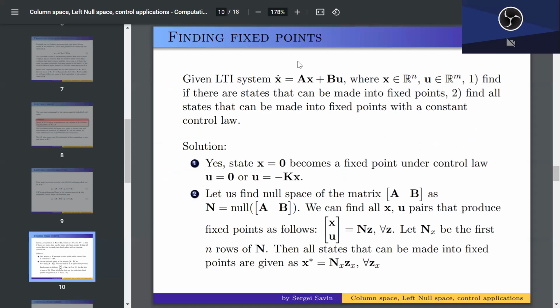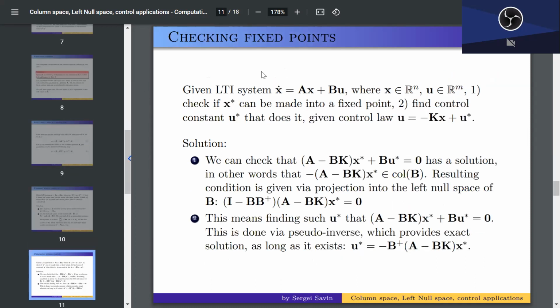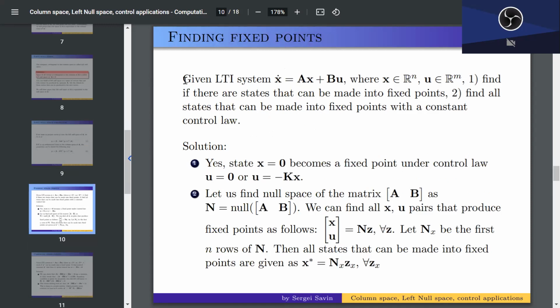Let me annotate again. Given the system, another problem. Given the system, find. No, that's the next problem. Let's go to the next one. Okay. So given the system. Oh wait, did we solve the previous one? I don't remember. We were talking so much that I don't remember if we solved it.